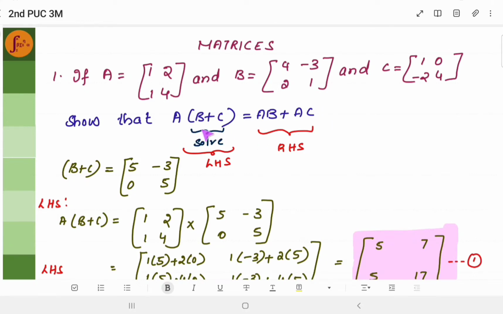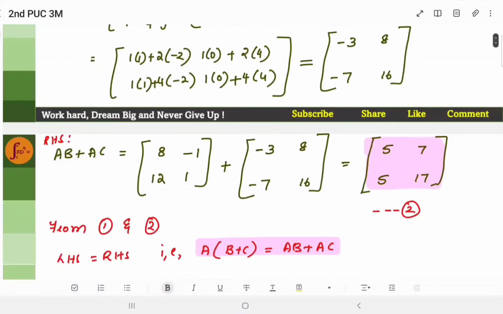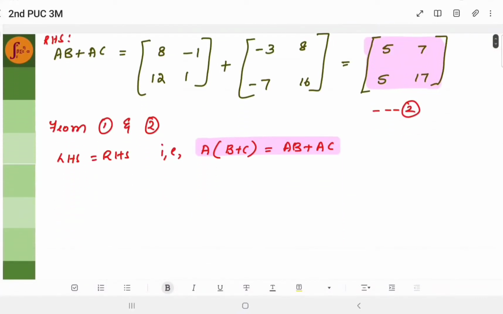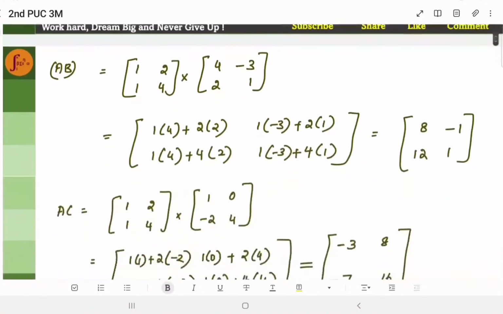Whatever is there in the bracket, that needs to be simplified first, right? So B plus C. First we will have to calculate B plus C. Whatever matrix we get by adding B and C, that should be multiplied with matrix A. And then here on the right hand side, multiply matrices A and B, then A and C, and then add them. So matrix obtained from this left hand side calculation and right hand side calculation should be same. So you say RHS is this particular matrix, LHS is this particular matrix, both are same, hence they are equal.